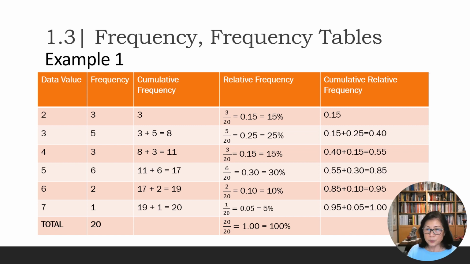So continue doing this to all other classes. To the last one, the data value 7, you should have 0.95 adding to 0.05, become 1.00, which is 100%. Now you can try on yourself, okay? Now, let's move on to the next section.